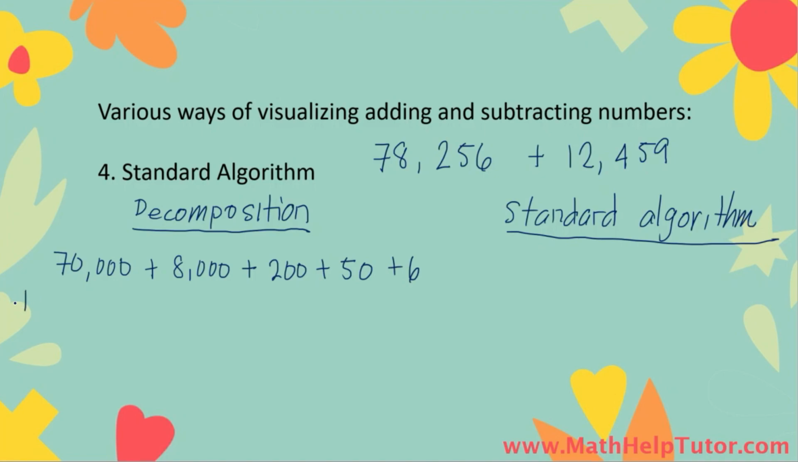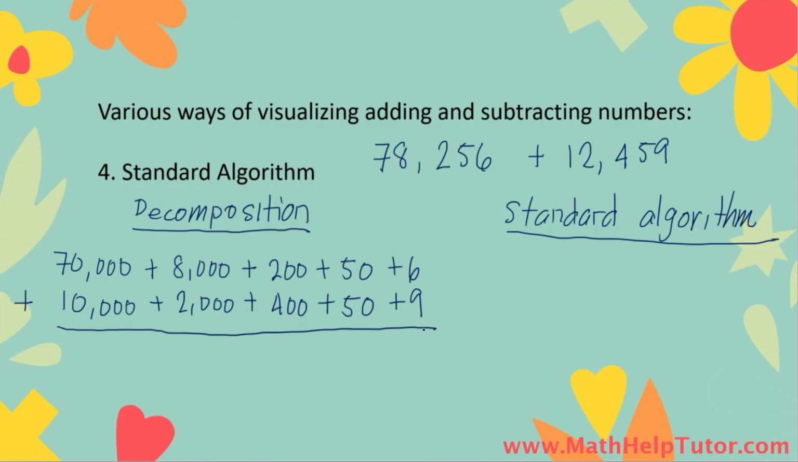And then we add the next number, which is 12,459. That's 10,000 plus 2,000 plus 400 plus 50 plus 9. And then let's put an underline here to separate our numbers from the answer. So what we do is we add the numbers beginning with the rightmost place. So 9 plus 6 is 15.